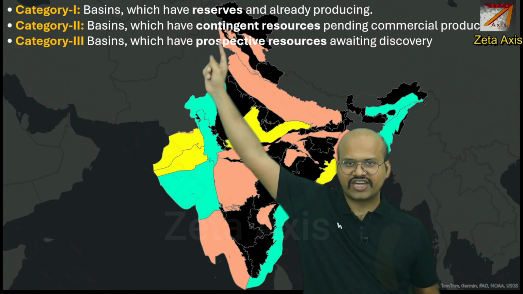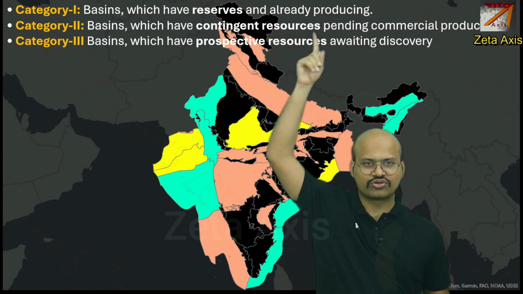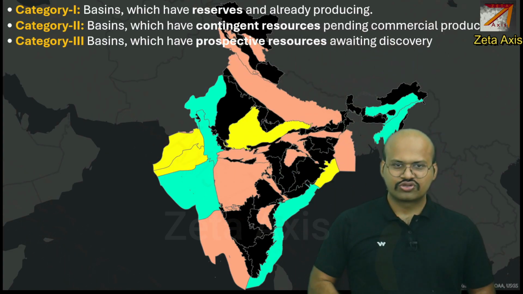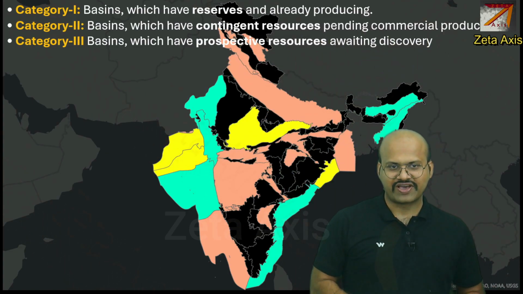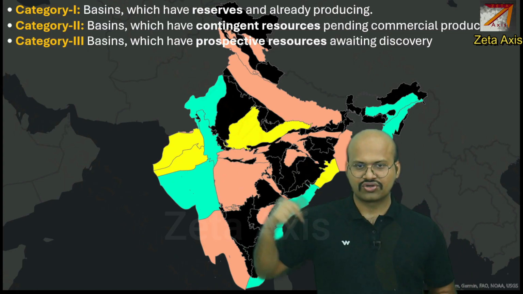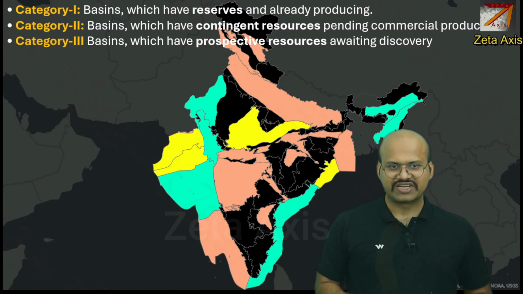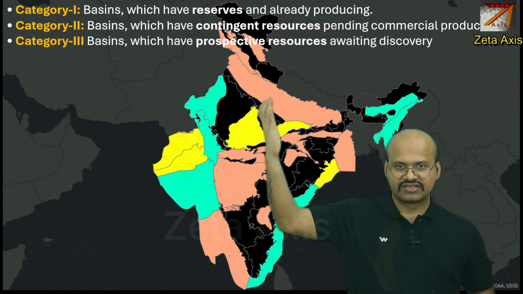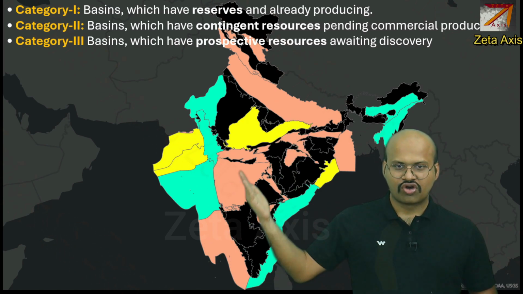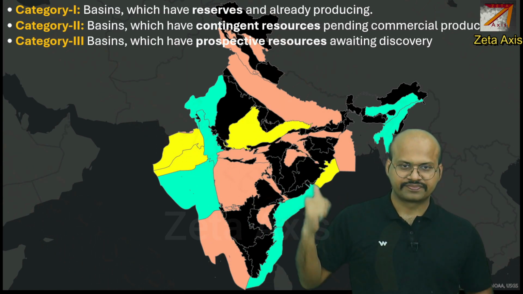Then there is category 2, basins which have contingent resources pending commercial production. Category 2 basins are those where some discoveries have already been made but no extraction is done. These in yellow are category 2. Category 3 are basins which have prospective resources awaiting discovery, where no resources have been discovered but there are chances that there will be petroleum in these sedimentary basins. These are in orange or this pink color.